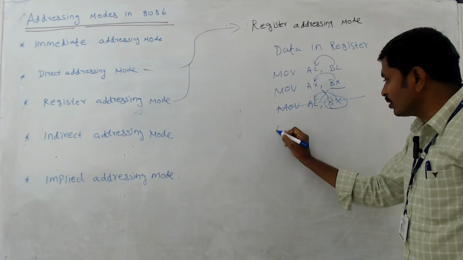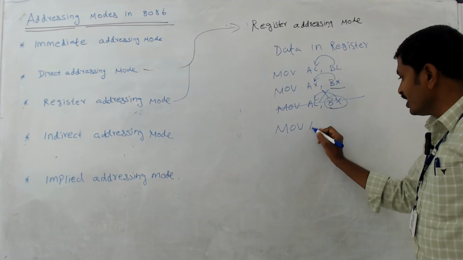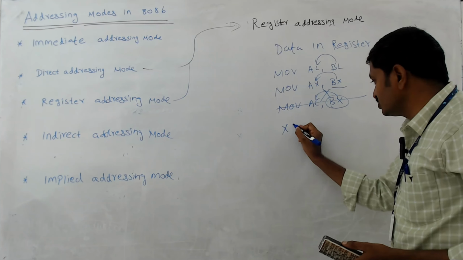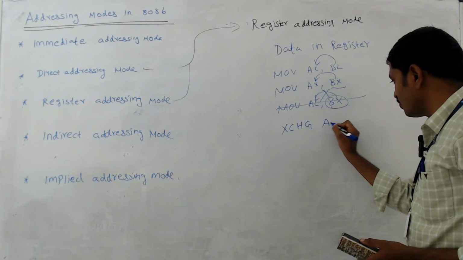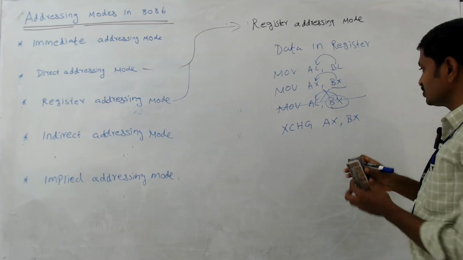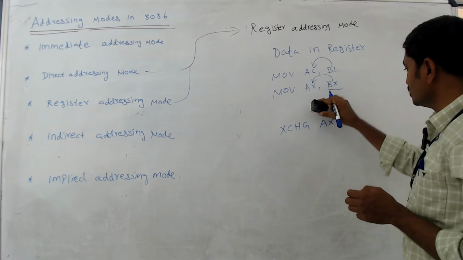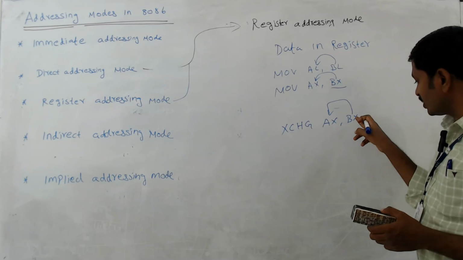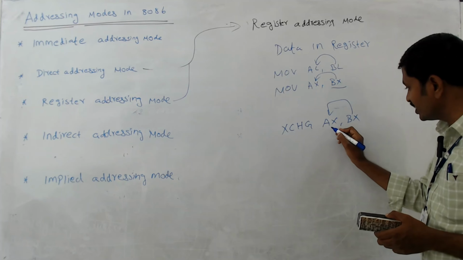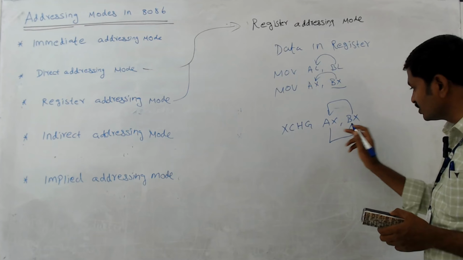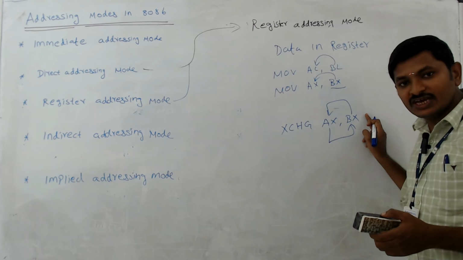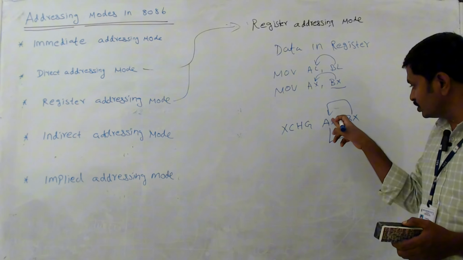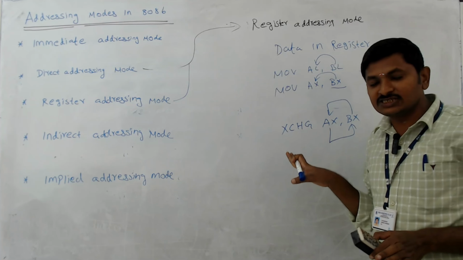Okay. The next one, one more example, let me see. XCHG AX comma BX. What is the difference between exchange and move? Exchange simply exchanges the data from one register to another register. Whatever the content is available in BX moves to the AX register, as well as whatever the content is available in the AX register moves to the BX register. In this exchange, the data moves from source to destination, and then destination to source; it exchanges the data.